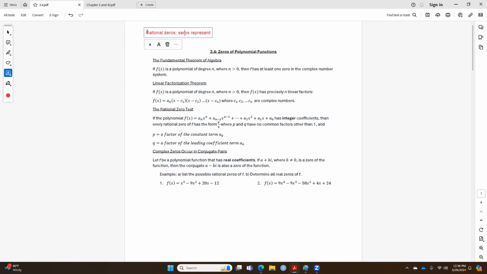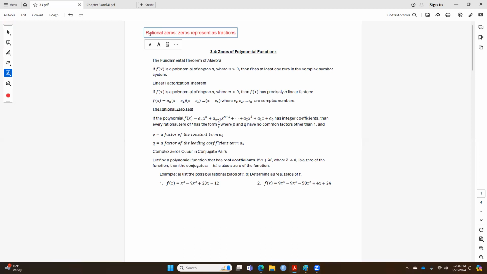So, again, I will type this and I will also put it in detail and also send to your email so you guys can copy your notes here. So rational zeros are zeros that represent as fractions.